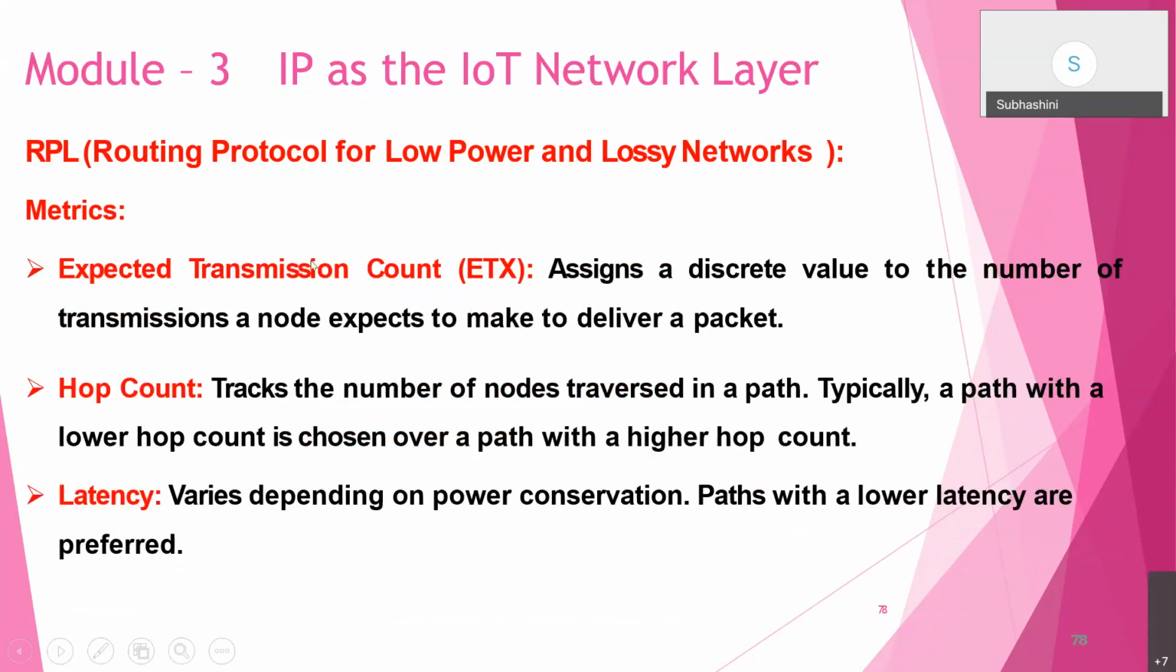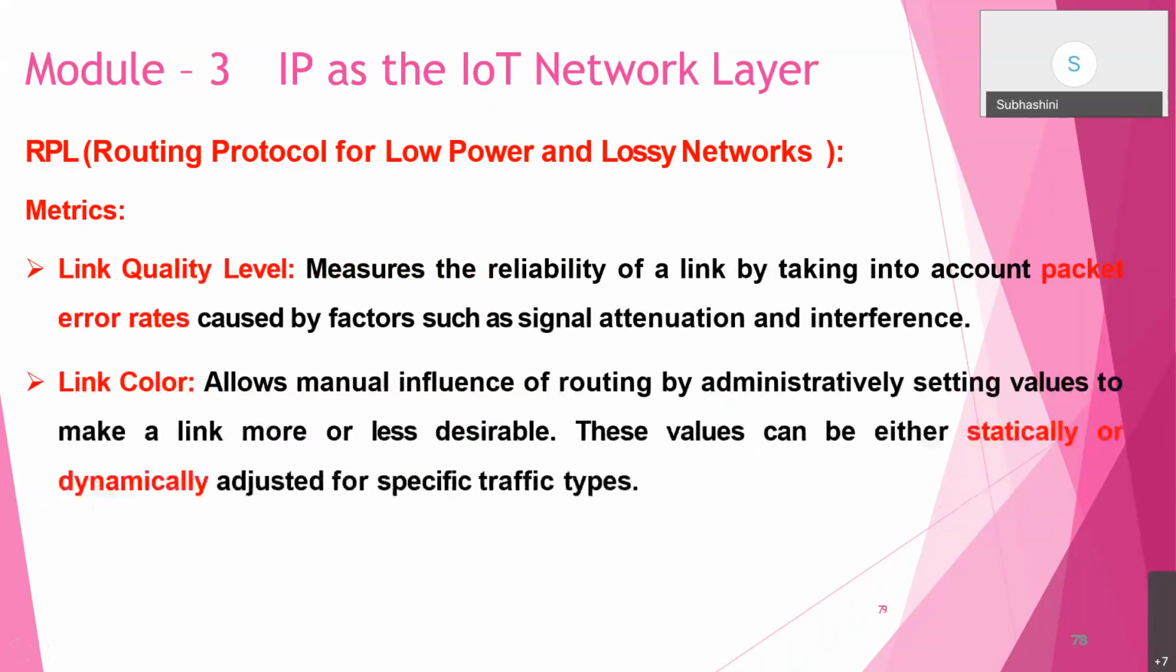It tells the number of transmissions a node should expect to make for a packet to be delivered. Then hop count is the number of hops you have to cross to reach a destination. Latency is nothing but the delay you incur. Then link quality level is nothing but the reliability of the link, followed by link color. Link color is nothing but whether a link is more desirable or not to be used.